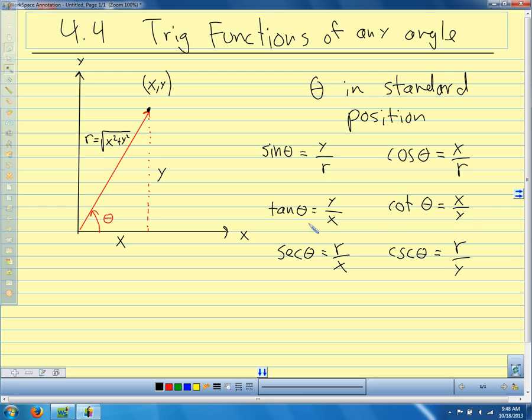And when we're dividing by x or y, we're saying x and y is not zero. So these would be undefined when y is zero. These would be undefined when x is zero. So this lets us find the trig functions anywhere on the plane. We don't have to have an acute angle. We don't have to be on the unit circle. So this lets us find our sine and cosine for any angle.